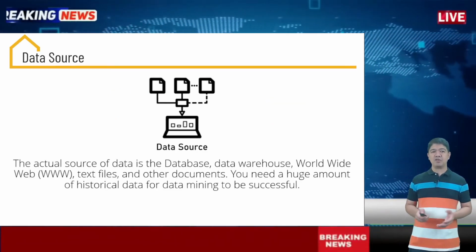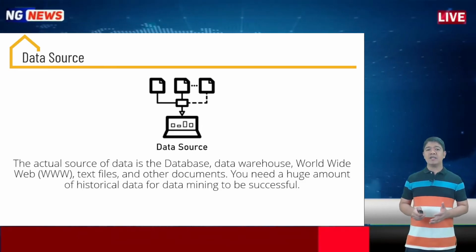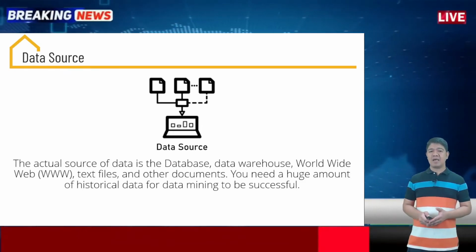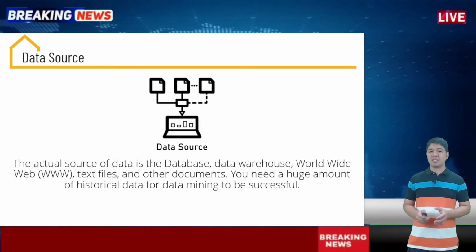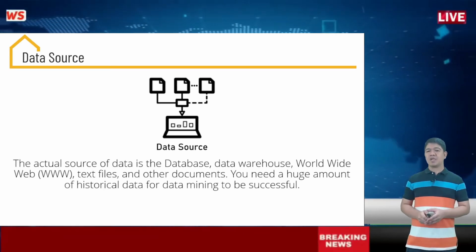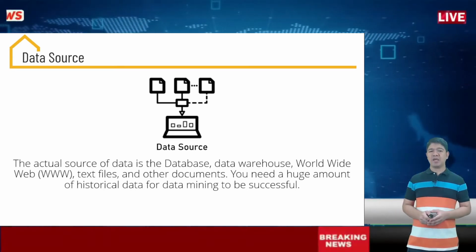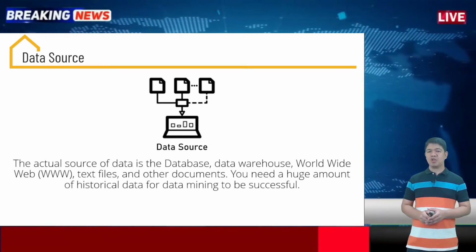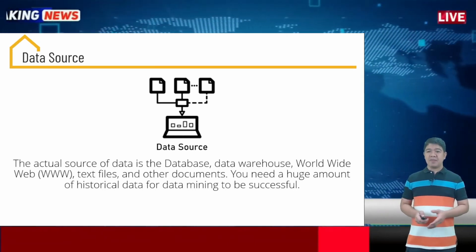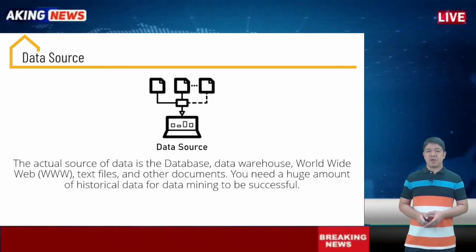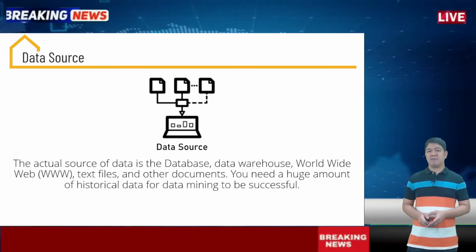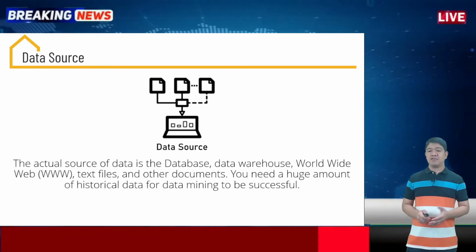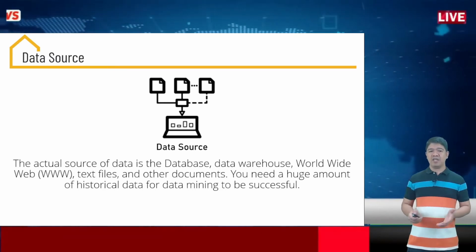So let's talk about first, the data source. Organizations typically store data in databases or data warehouses. Data warehouses may comprise one or more databases, text files, spreadsheets, or other repositories of data. Sometimes even plain text files or spreadsheets may contain information. Another primary source of data is the World Wide Web or the Internet.